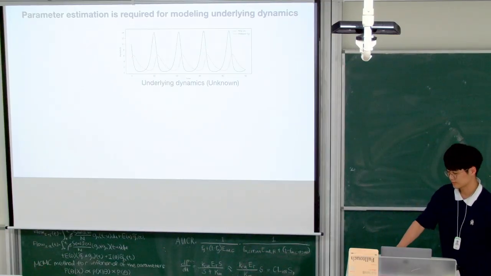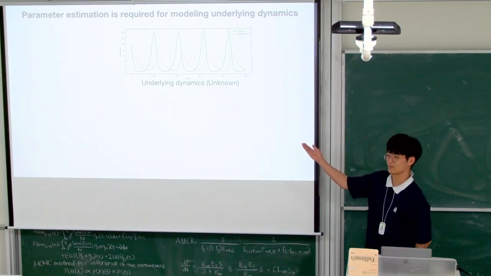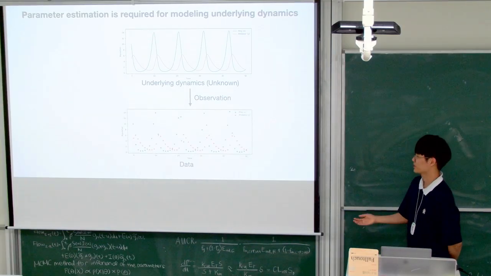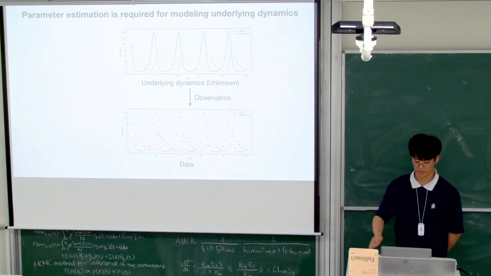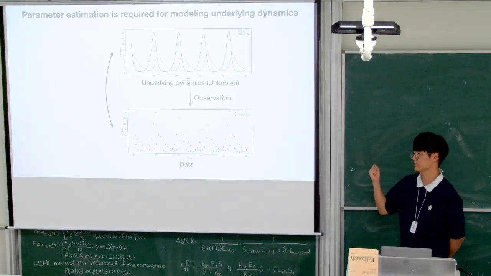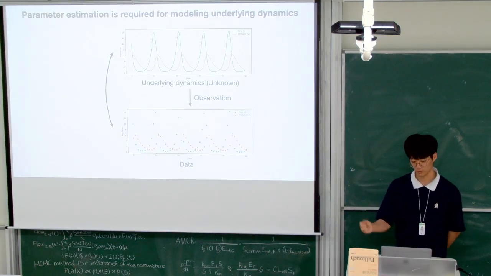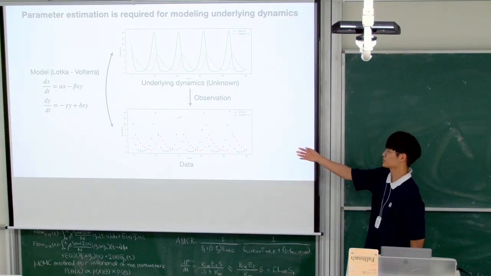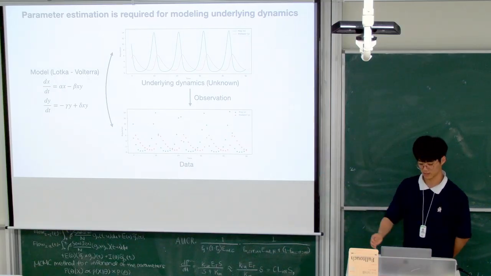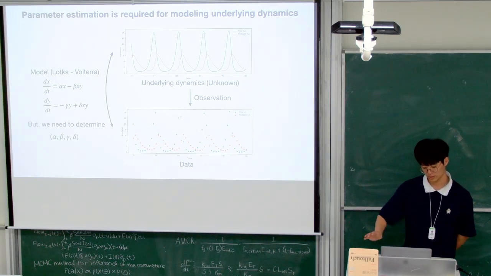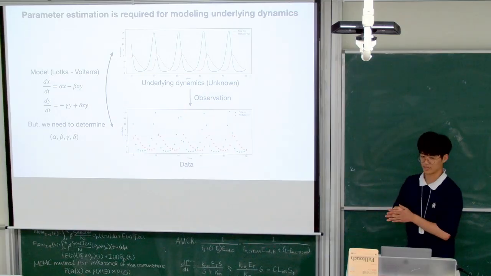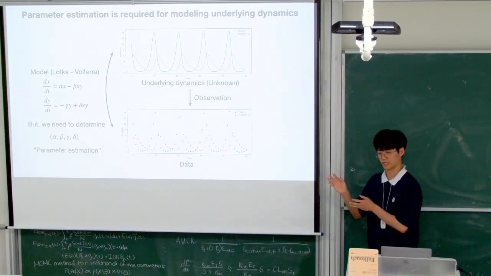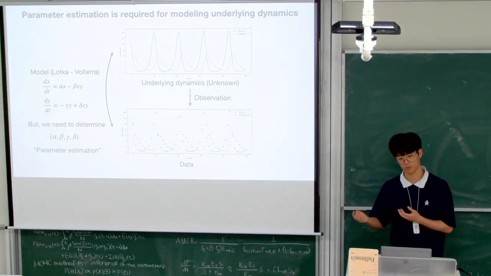Okay. Let's first consider that we have some underlying dynamics which is unknown, and we only have the observation. By the observation, we will get some data, and these are the data points. Our goal is to connect the data and the unknown underlying dynamics. To do that, we often use some kind of model, and we really often use ODEs. For example, here is the Lotka-Volterra model, which is a predator-prey model. But to use that model, as you see, we need some parameters: alpha, beta, gamma, delta. So our goal is to estimate these unknown parameters to use our model. This is what we call the problem of parameter estimation.